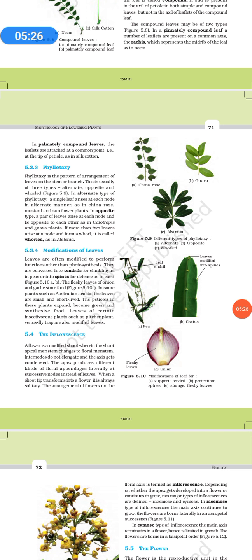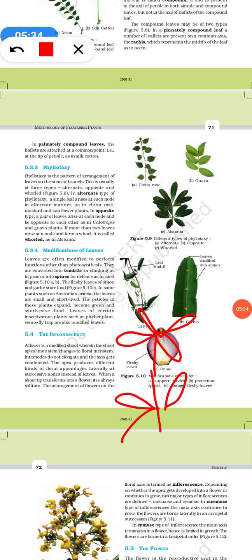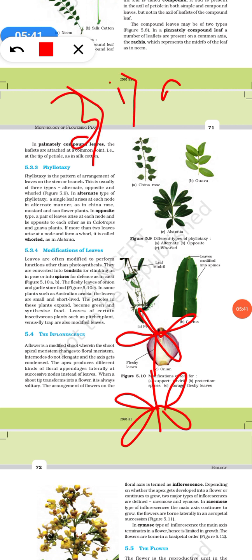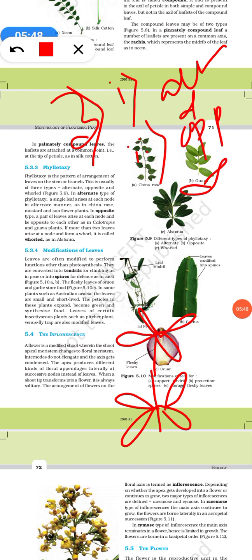Now if I have more than two leaves at the same place, then I can say it is whorled. So I have three types of phyllotaxy: alternate, opposite, and whorled. Whorled is more than two leaves at the same place.